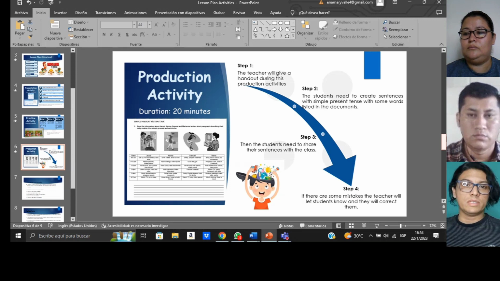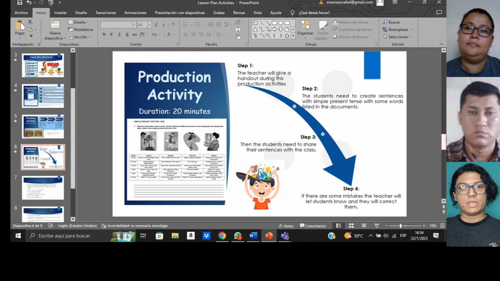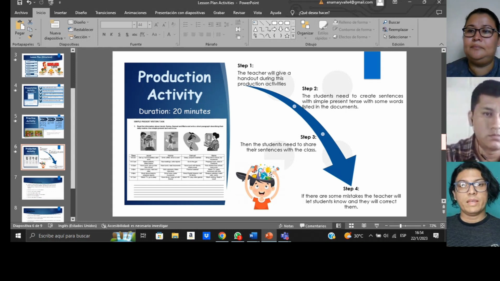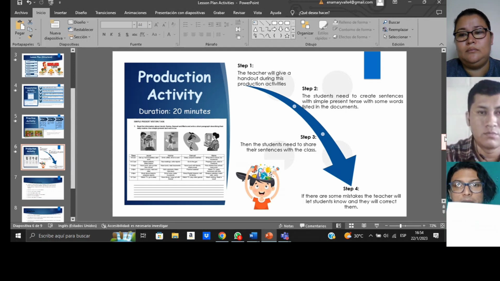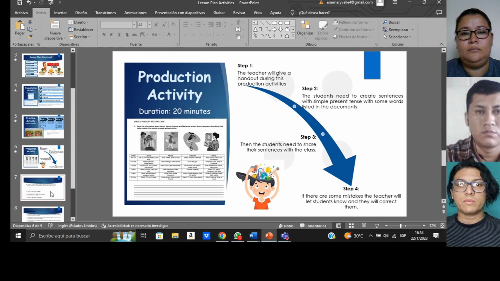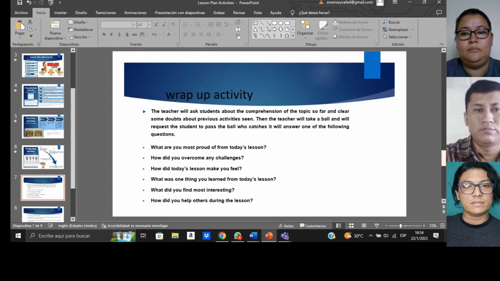Then the students will need to share their sentences with another classmate. And if there are some mistakes, the teacher will let them know and they will fix them. This is the page that the teacher will give to the students in order to complete some sentences. In the wrap-up activity, the teacher will ask about the comprehension of the topic previously seen.